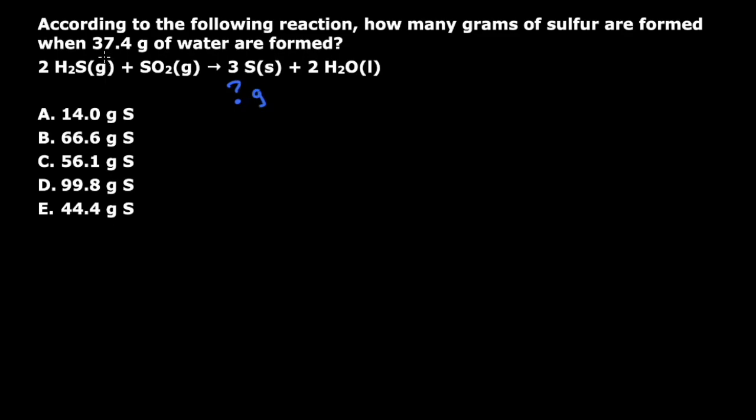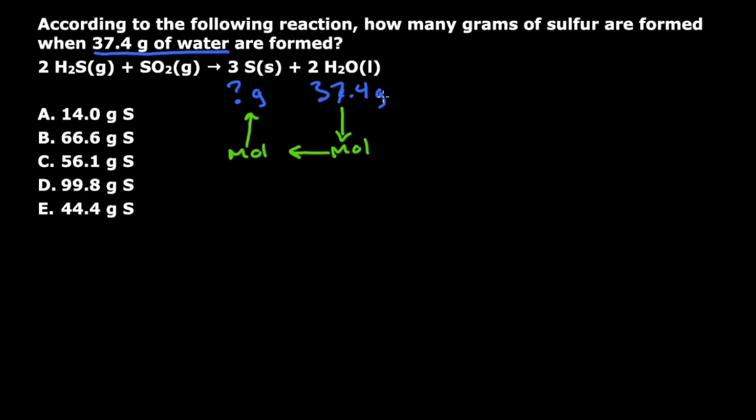And I'm given that I have 37.4 grams of water. So I'm going to put 37.4 grams of water right here. And then what I'm going to do is I need to take this grams and convert to moles. So I'm going to go from grams to moles of this water right here. And then once I know the moles of water, I'm going to go from moles of the water to the moles of this sulfur right here. And then once I know the moles of sulfur, I'm going to go ahead and find the grams. And so this is the path that I'm going to follow when I solve this problem.